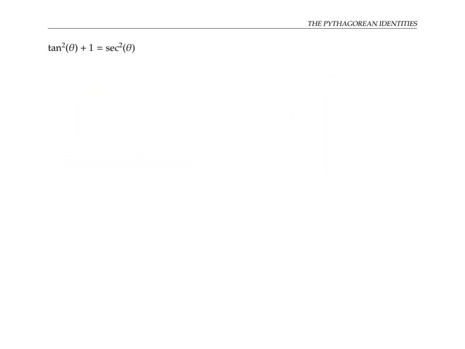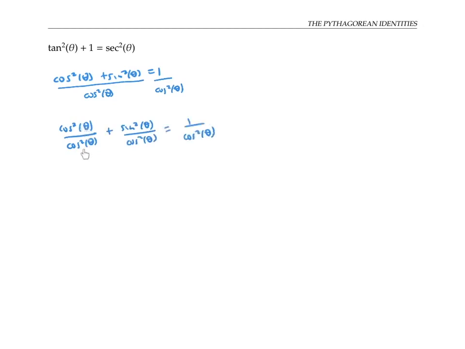To prove the next Pythagorean identity, tan squared theta plus 1 equals secant squared theta, let's use the first Pythagorean identity, which said that cosine squared theta plus sine squared theta equals 1. I'm going to divide both sides of this equation by cosine squared theta. Now I'm going to rewrite the left side by breaking apart the fraction into cosine squared theta over cosine squared theta plus sine squared theta over cosine squared theta. Now cosine squared theta over cosine squared theta is just 1. And I can rewrite the next fraction as sine of theta over cosine of theta squared.